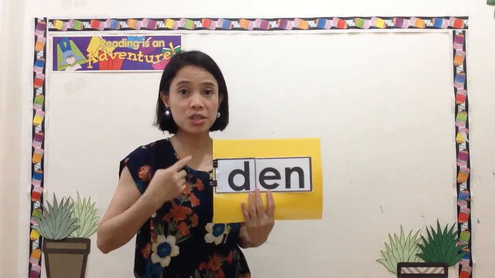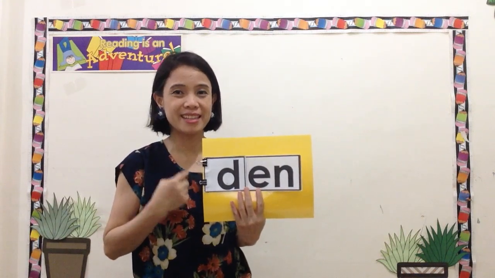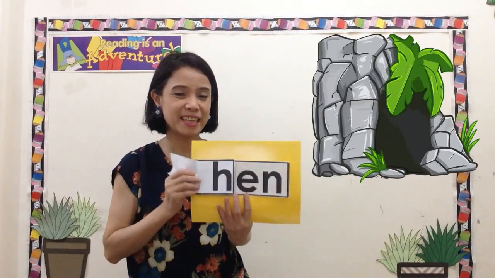More practice using our flip book. I want you to blend with Teacher Lorie. Ready? D, en. What's the word? Den. H, en. What's the word? Hen. Next one. M, en. Read the word.